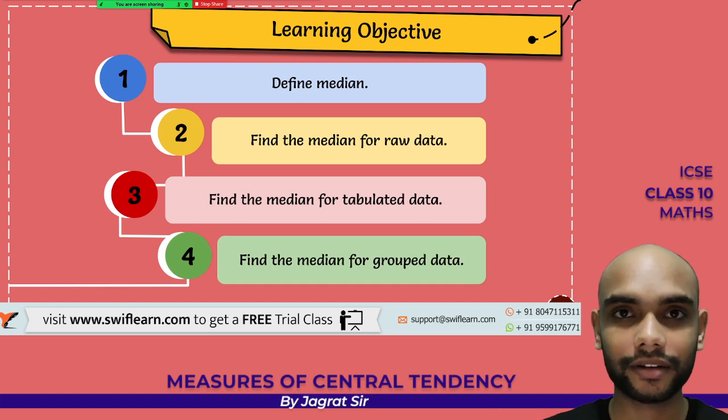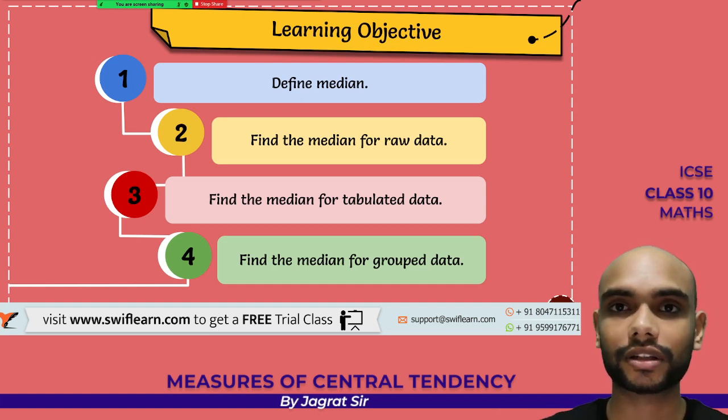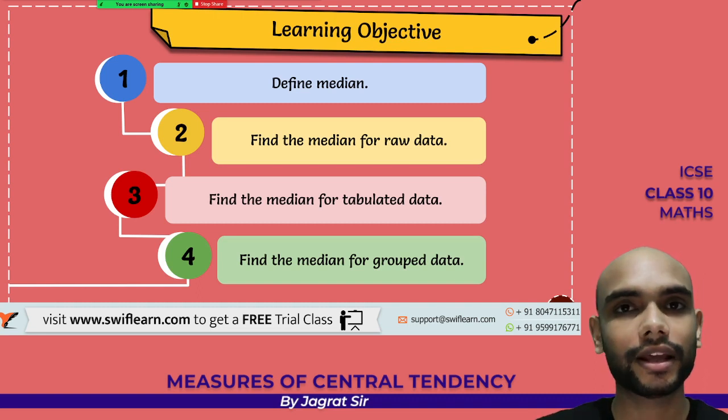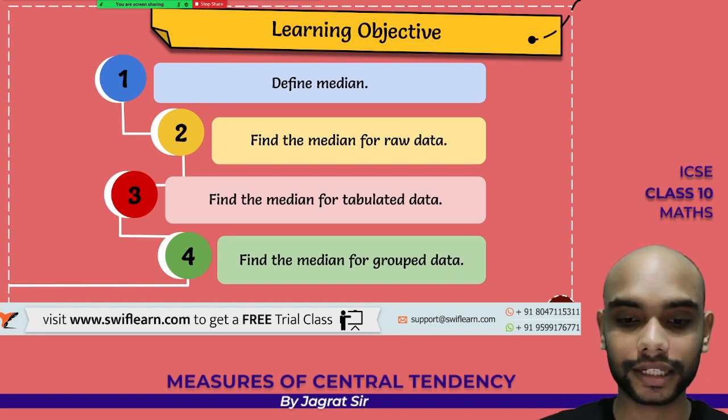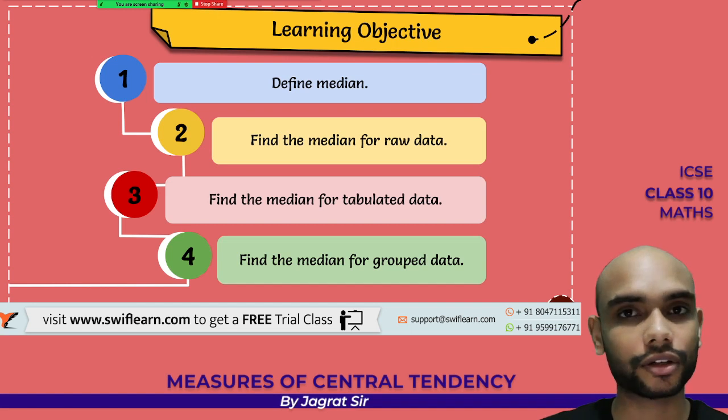We will define median. We will have some questions based on the raw data, like the numbers in the comma form, and grouped data. Then we will have the median for the tabled data, and then we will find the median for the grouped data. The ogive is also there in today's slides itself.